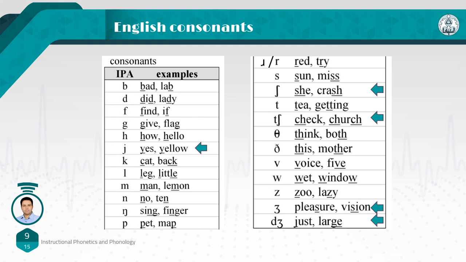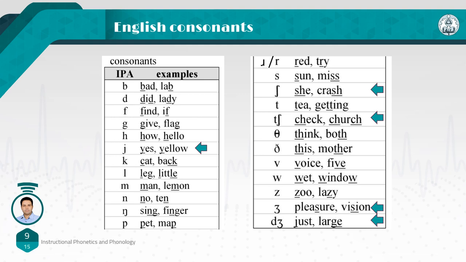The next sound is the. The symbol is called theta. The, as in think or both. Next is the. We call it eth. The, for example, this or mother. It is like de, but we have a combination of de and ze. Next is v, voice or five. Next is we, window, wet, z, zoo, lazy.